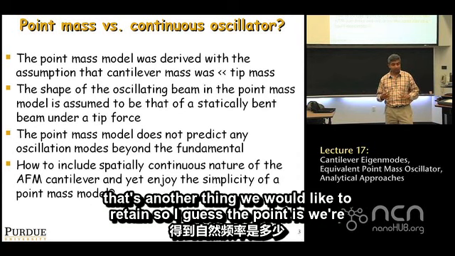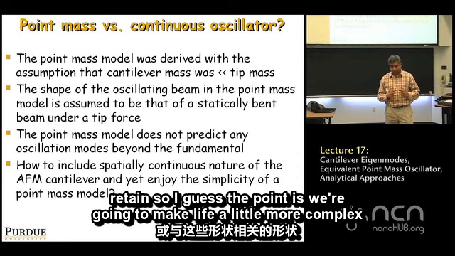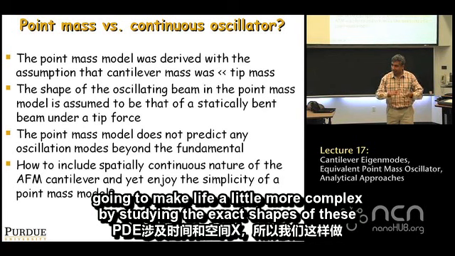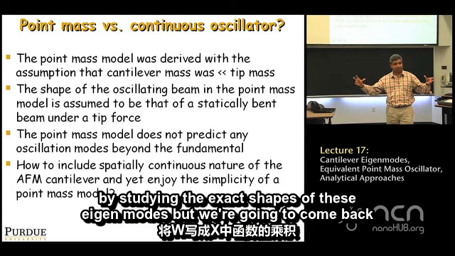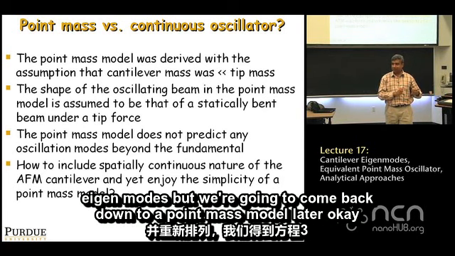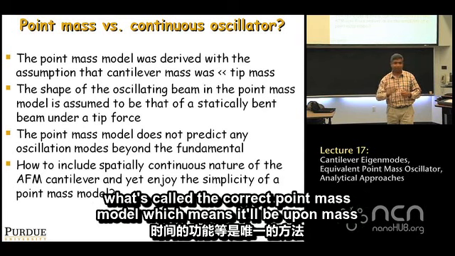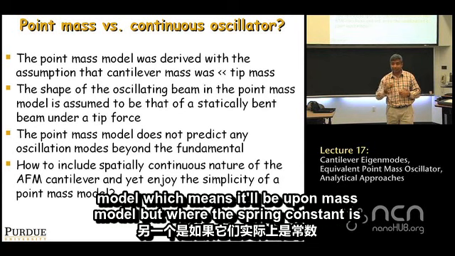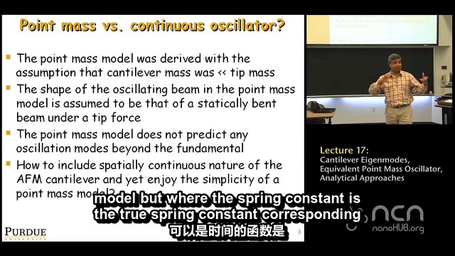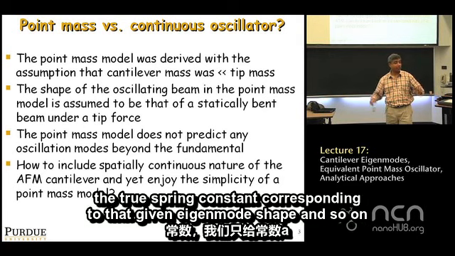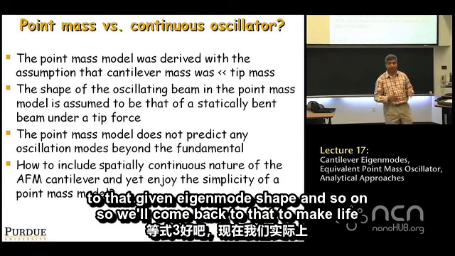So I guess the point is we're going to make life a little more complex by studying the exact shapes of these eigenmodes, but we're going to come back down to a point mass model later, okay? Except we're going to use what's called the correct point mass model, which means it will be a point mass model, but where the spring constant is the true spring constant corresponding to that given eigenmode shape, and so on. So we'll come back to that to make life easy, okay?